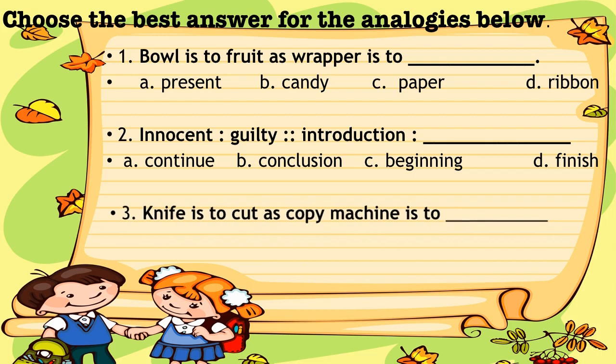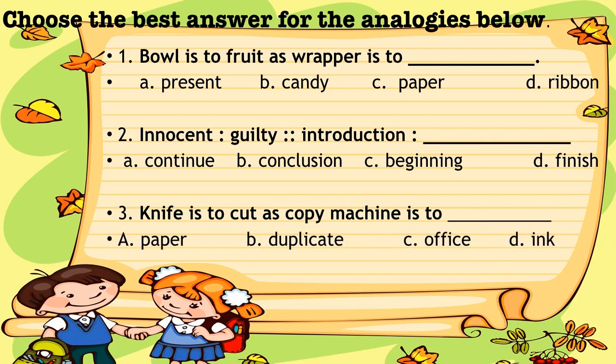Let's check out our last one. Number 3, knife is to cut, as copy machine is to blank. A, paper, B, duplicate, C, office, or D, ink. And of course, this is an example of a purpose analogy. The purpose of a knife is to cut. The purpose of a copy machine is to make duplicates. So if you said B, duplicate, you are absolutely correct. Very good job.